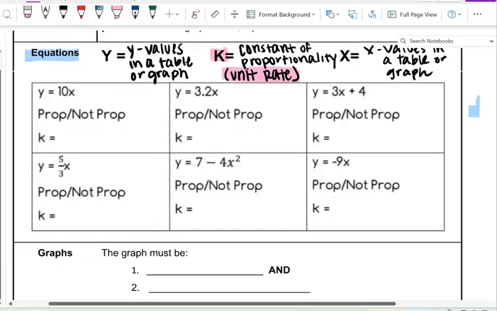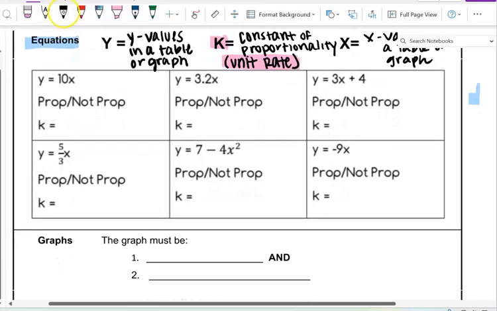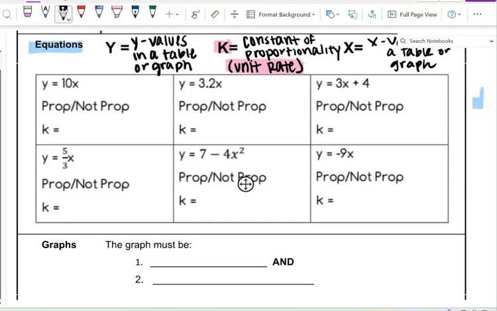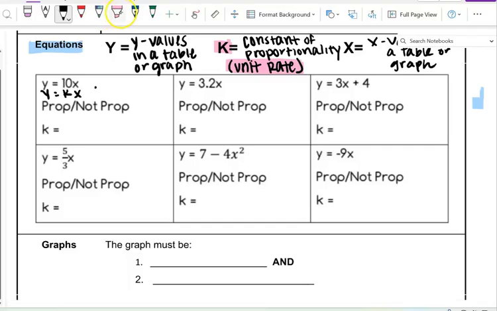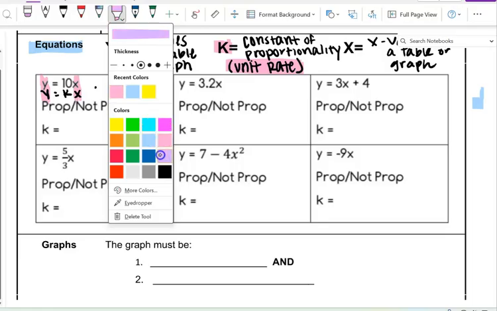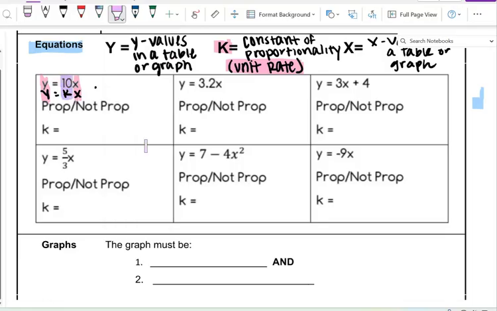So this equation has to look like that form. It cannot change. So we have to have a y equals kx equation. So in this case, we have our y's, we have our x's, and you'll notice that we also have a value where k should be. And so because it is in that form, we know that it is proportional and k is equal to 10.